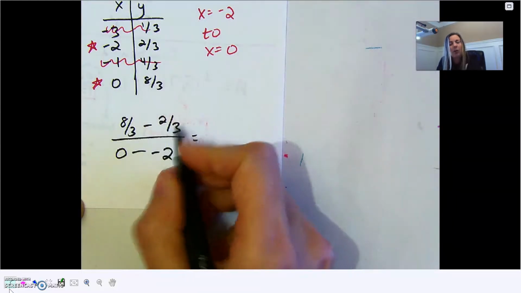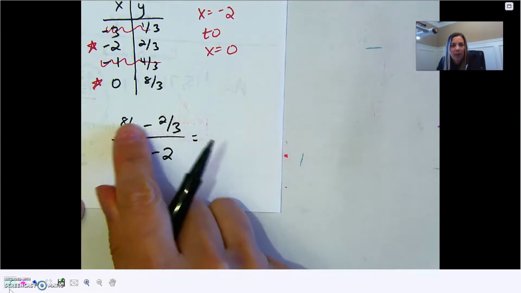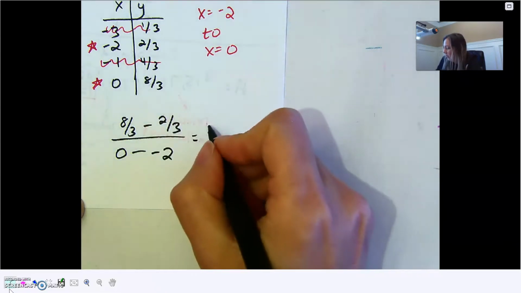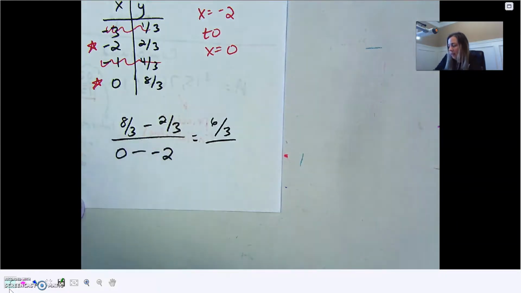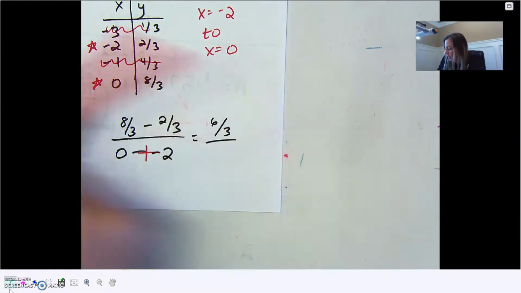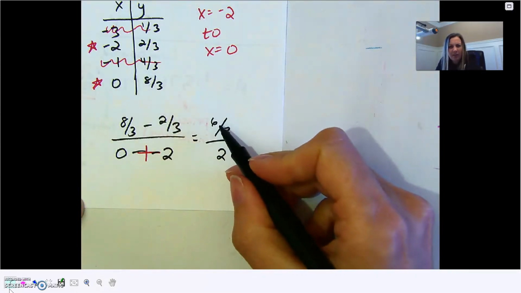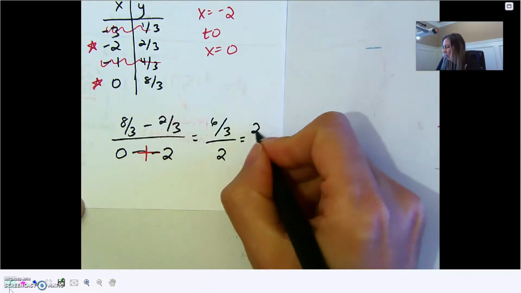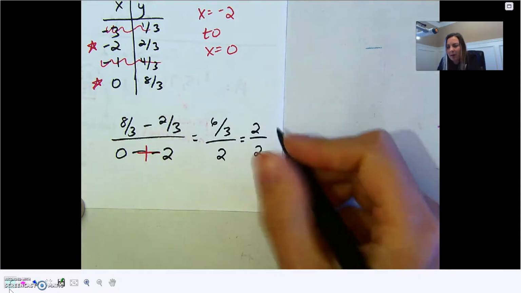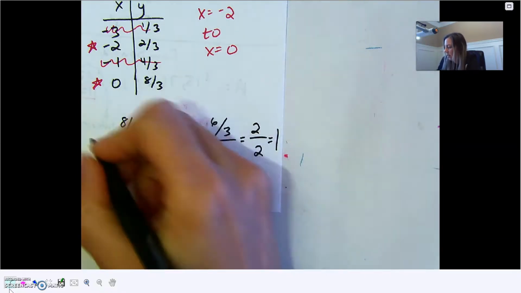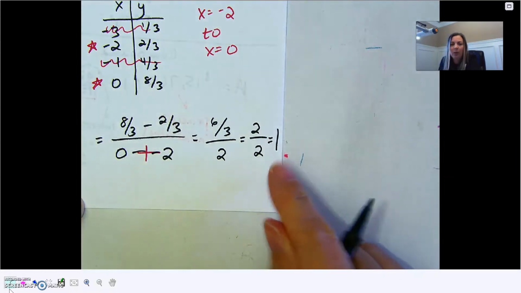8/3 minus 2/3, since the denominators are the same, just focus on the numerator. 8 minus 2, that's 6. On the bottom, 0 minus minus 2. When you have minus minus, that turns into a plus. 6 divided by 3, that's 2. So now we have 2 on top and 2 on bottom. And what's 2 divided by 2? 1. So your average rate of change from -2 to 0 is simply 1.